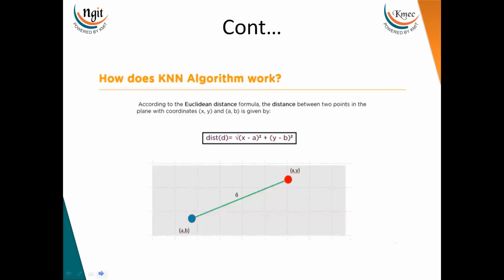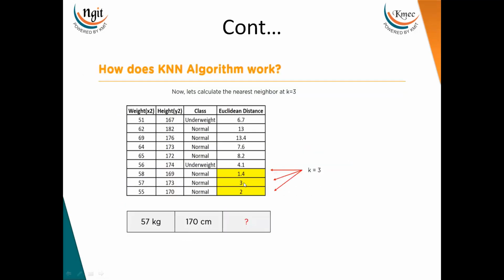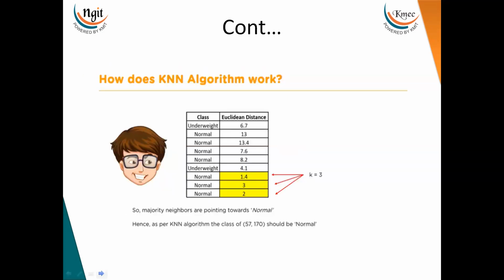I got these values which are nearest. Now, what is the label for these three data points? Normal. So most of the data points belong to the Normal class, so the new data point also belongs to the Normal class. Suppose two are Normal and one is Underweight, then I'll consider the highest voting. Highest voting is for Normal, so I'll consider the new data point as belonging to the Normal class. So this is how k nearest neighbors works.